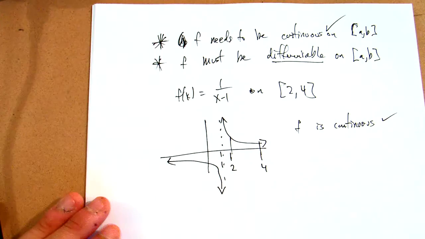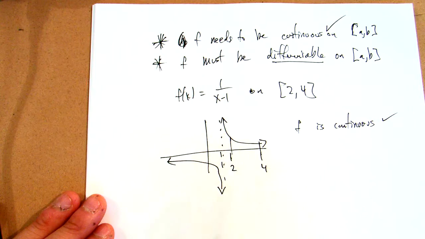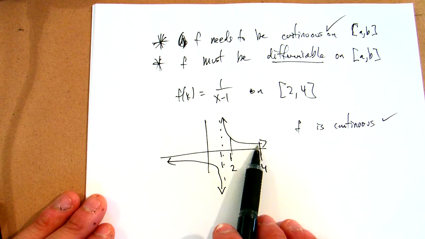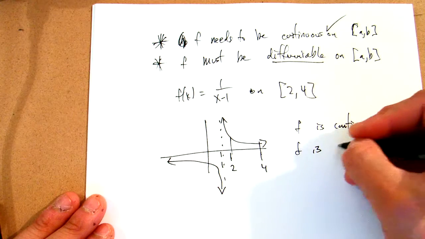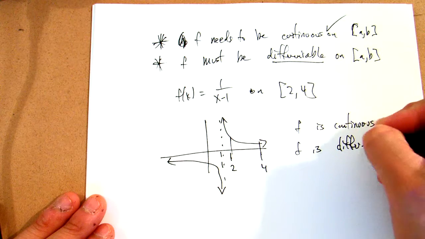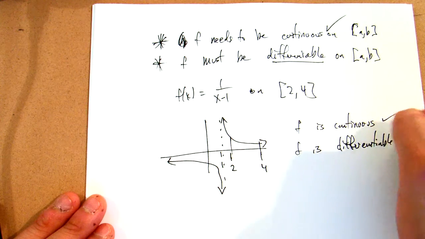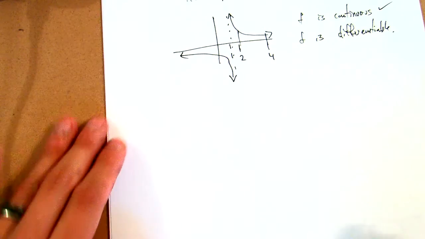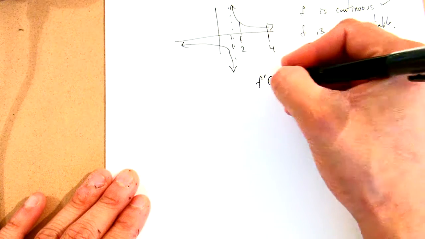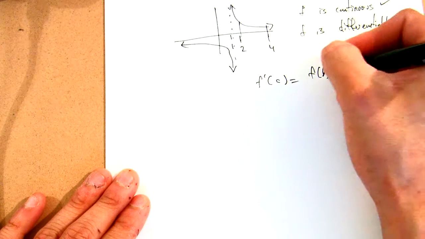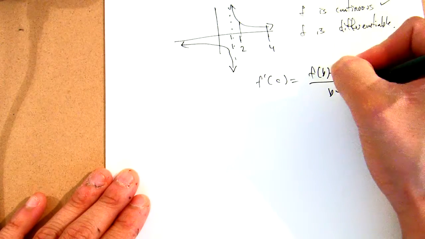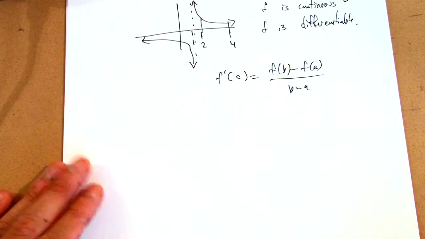Okay? Now, is it differentiable? Absolutely. Why? Because there's no spikes, no asymptotes, anything. So f is also differentiable. So this means that I can apply the mean value theorem here. So if we recall, it is f prime of C equals f of B minus f of A over B minus A. So then I'm going to plug in everything I know.